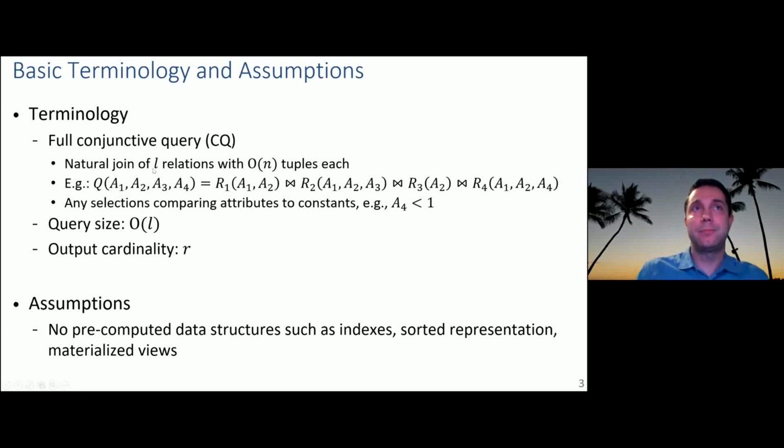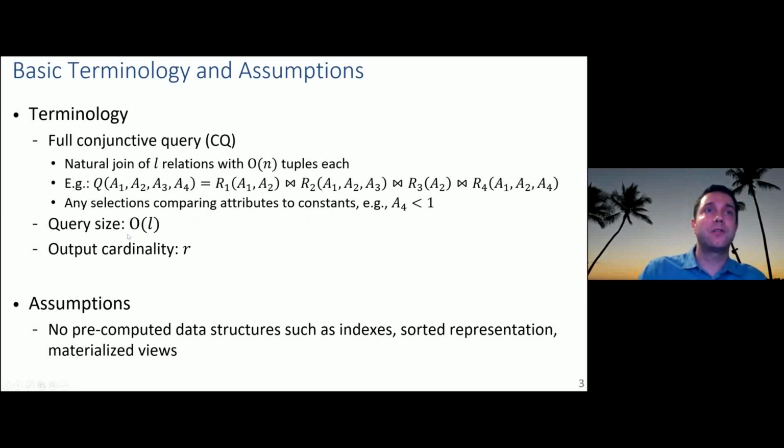Here we use L to denote the number of relations that we're joining. Each relation has order n tuples. And so when we look at the type of query, in addition to joins, we can also have selection conditions, like for instance, an attribute value A4 less than 1. And so these are conditions where an attribute is compared to some constant or some function of some constant. For full conjunctive queries, we do not consider projections, and that's something that we briefly mention for the extensions at the end of the talk.